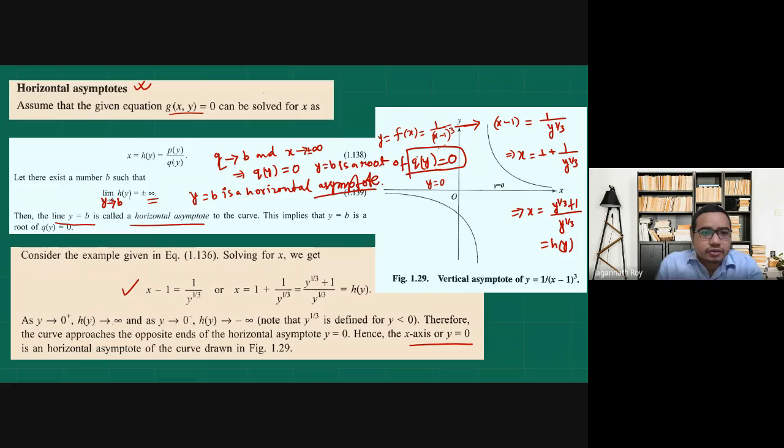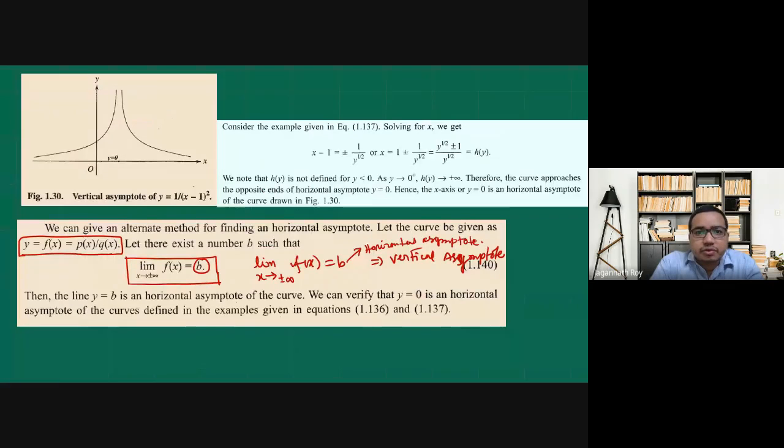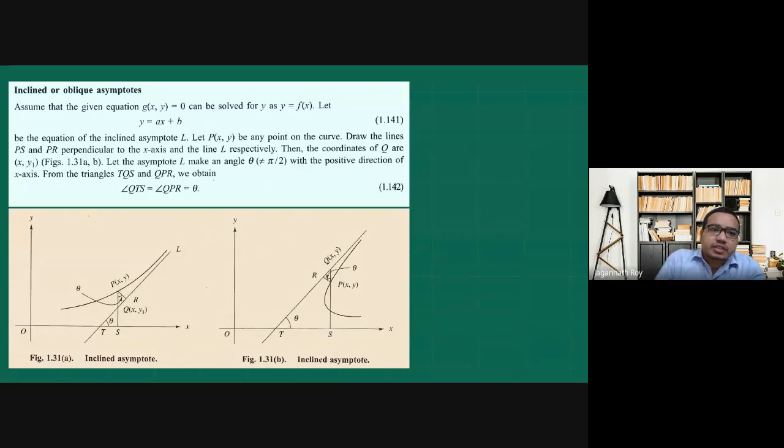Okay, where were we? Horizontal asymptotes. So horizontal asymptote and vertical asymptote are done. Now the third type of asymptote, that is inclined or oblique asymptote. For vertical or horizontal, we will have y equals some constant or x equals some constant. So this will give us a horizontal or vertical line. But for inclined lines, we will have this type of lines or this type of lines. It will be like this way.